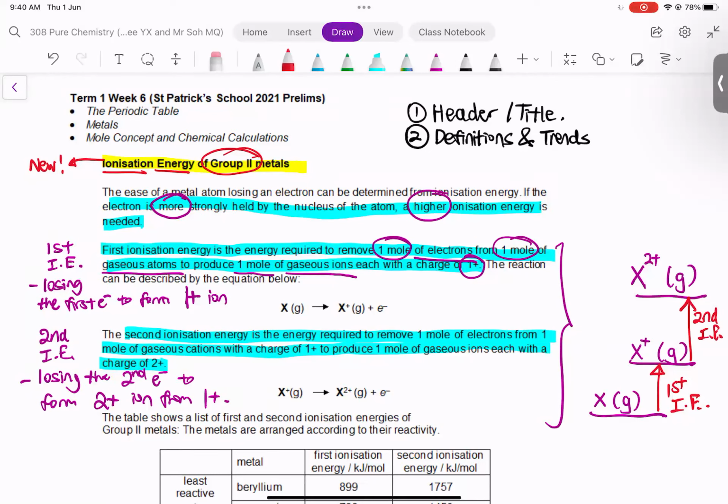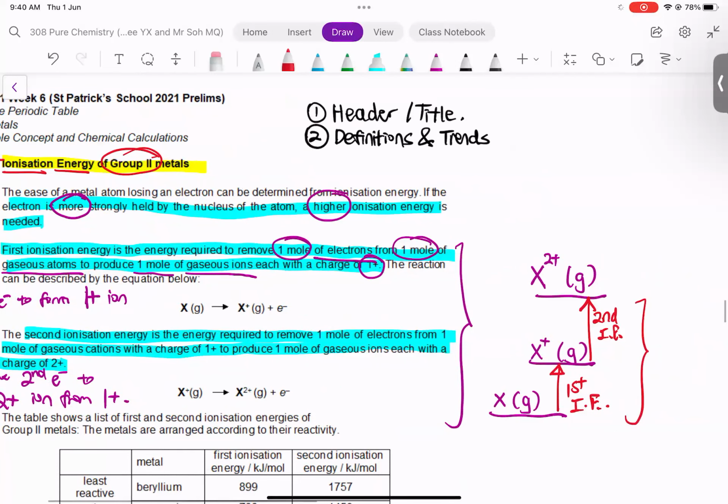Meaning, to form the doubly charged ion, you need to add the first and the second. So the total energy change is the first IE plus the second IE. This is what the information tells you, all right? Now, you might think this is obvious, but this is quite a common mistake that many students, even at A-level, will make. They think that to get the 2 plus is just the second IE. It's not. Remember, it's a 2-step process.